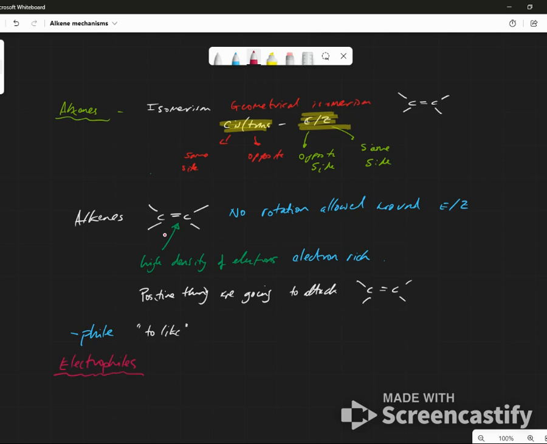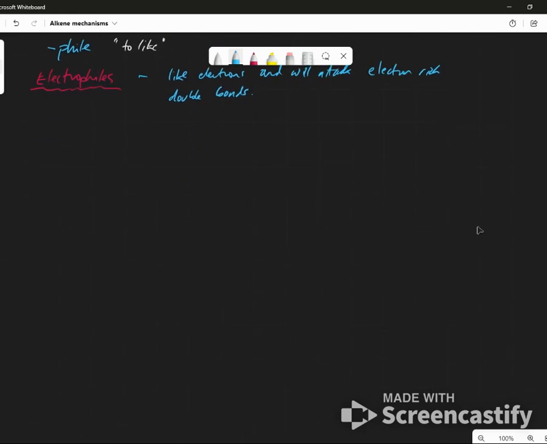Okay, electrophiles. All right, now let me define that so you get that nicely. Electrophiles, they like electrons and will attack electron-rich double bonds. Okay, so an electrophile is something that will attack double bonds. All right, and they're going to attack alkenes, aren't they? So there you go, that's the first page of the notes, if you like. And I'm going to post this later, so it's up to you what you do with it. If you want to make notes of this, go for it.